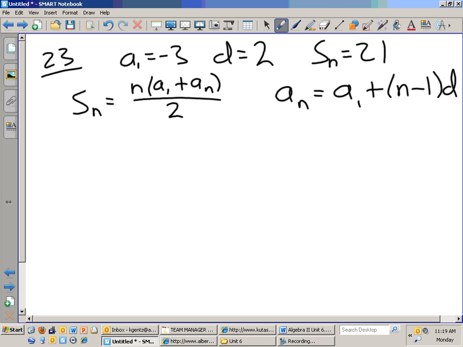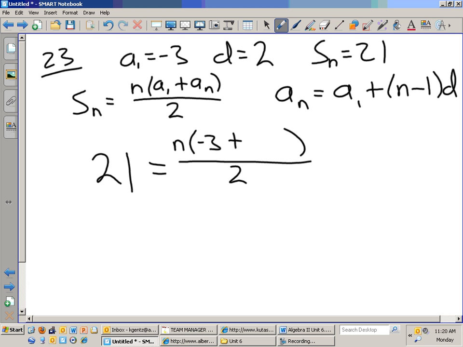So I'm going to turn to my sum formula, and it says that S sub n is equal to 21. So I plug that in. Do we know what n is? No, we're trying to solve for it. So n times, do I know my first term? -3. Do I know my last term? Nope. Divided by 2. Well, I have to know the last term. And realize that the last term is written as a sub n. Well, look at this. I have a formula for a sub n right there.